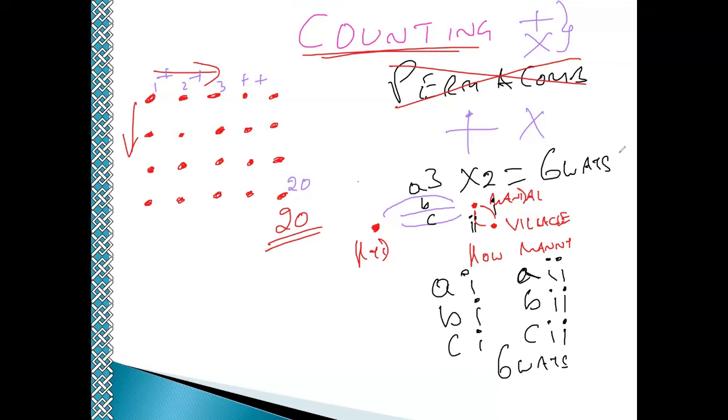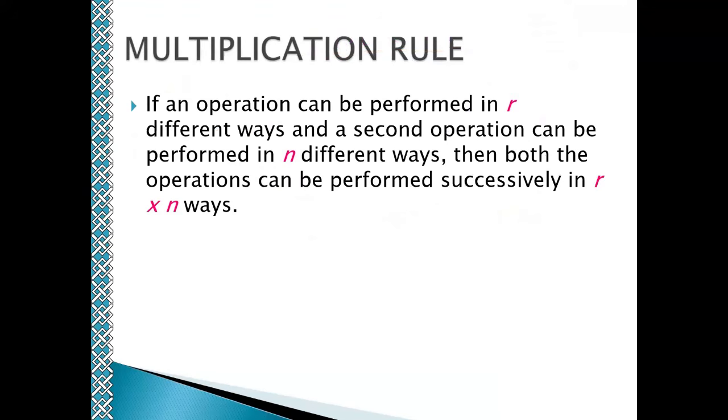Multiplication is giving me the number of ways. If I have to put it a little theoretically, the multiplication rule says: if an operation can be performed in R different ways and a second operation can be performed in N different ways, then both operations performed successively can be done in R into N ways. So here initially we had 3 ways and then again 2 ways from mandal to village. So this is something like a multiplication rule here.